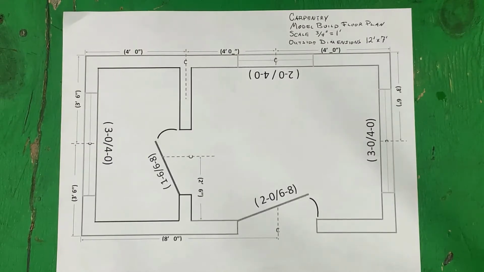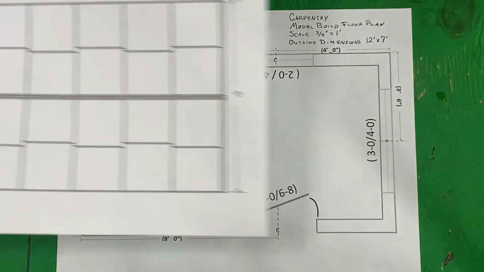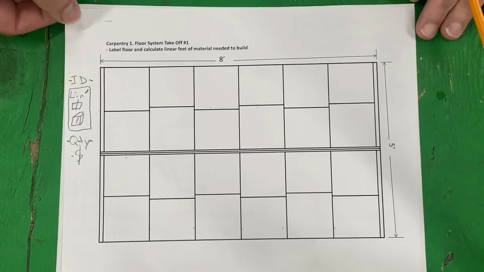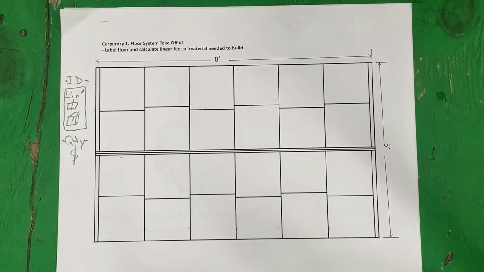Sometimes you do get a foundation plan and you'll see exactly how the blocking is put in, and that will help. But in our case, we actually have a floor system plan, and we're going to start with one that's pretty simple. Just a straight rectangular building, 8 foot by 5 foot.